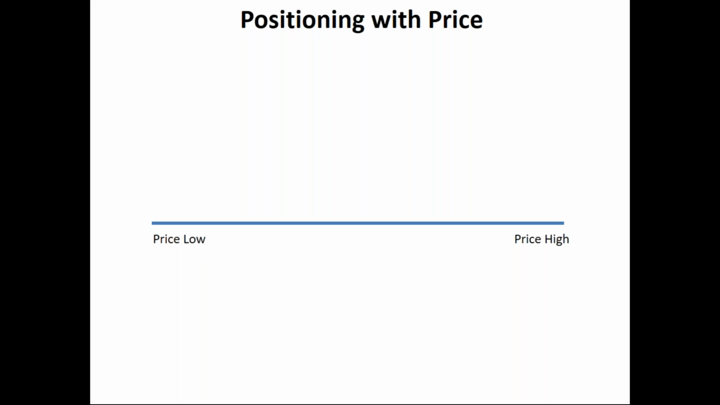So price is very important. So let's start with price. If we make that our horizontal axis, the leftmost side of the line is going to be a low price. The rightmost side of the line is going to be a high price. So if we were to position products along there, we would move them along this line.